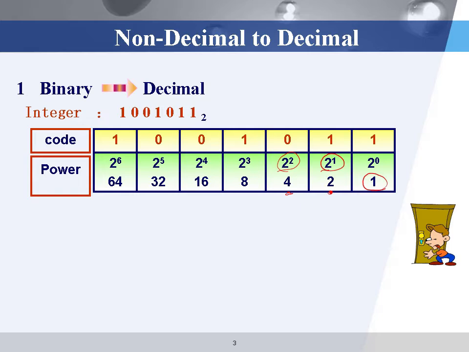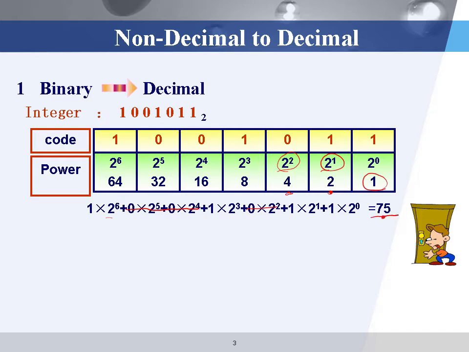And then we can use the power to multiply the digit. We have 1 times this power plus 0 times this one, and then also 0. So we are going to remove this and this one because it equals 0, and then eventually you get 75. So this is the decimal value of this binary number, which is also the number's real value.